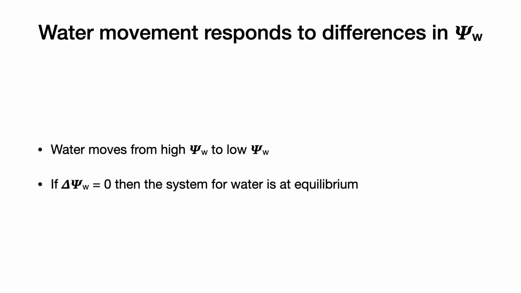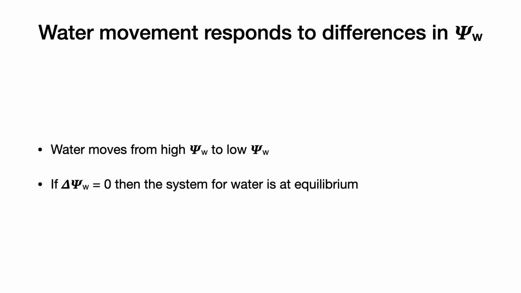So water movement responds to differences in water potential. That is, the water potential gradients are important. So water moves from high water potential to low water potential, because high water potential, which is still a negative value, is going to have more free energy in it than that of a low water potential, which is more negative and has even less free energy.